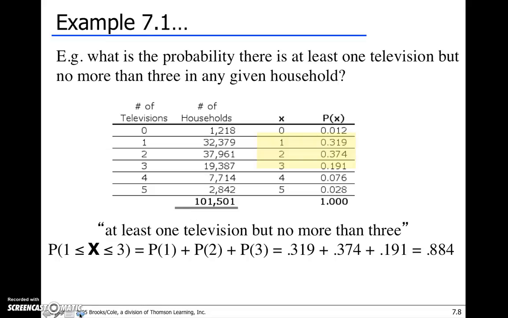What is the probability there's at least one television set, but no more than 3 in any given household? You have to translate that into math notation. It's written as this: the probability that x is greater than or equal to 1 and less than or equal to 3 would include summing the probabilities x is equal to 1, x is equal to 2, and 3. So you add the probability when x is equal to 1 plus the probability x is equal to 2 plus the probability when x is equal to 3, and that gives you, from the table, 0.884.